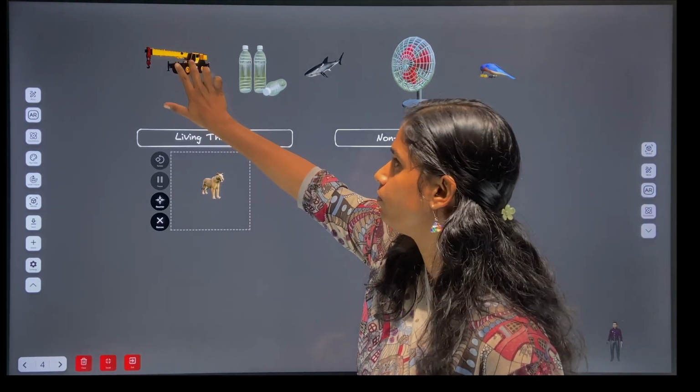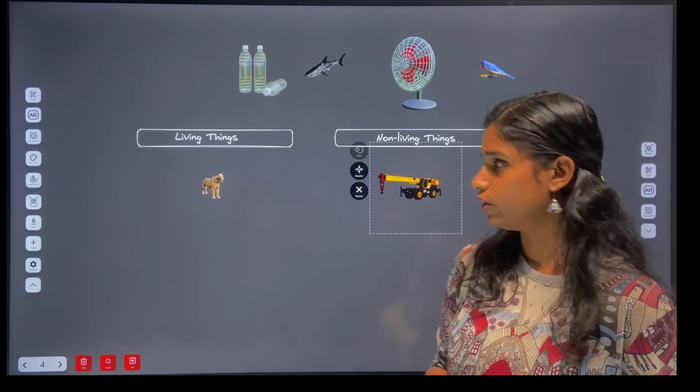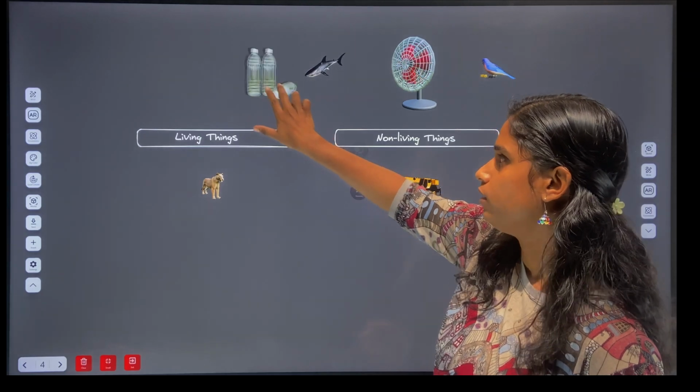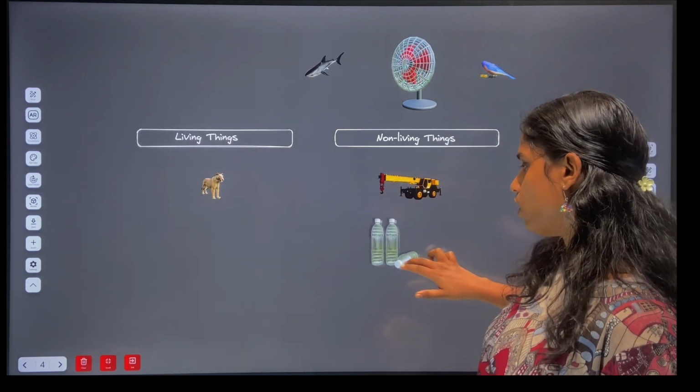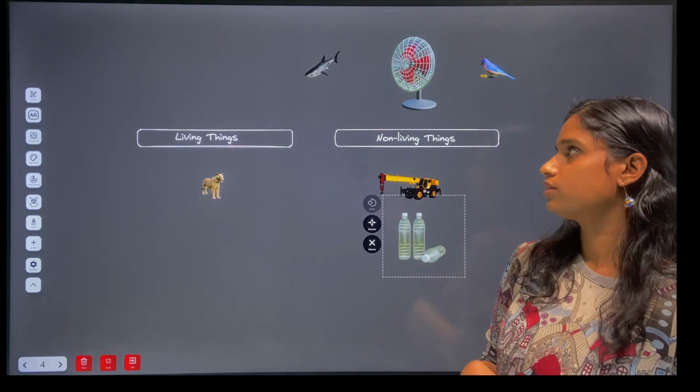Next comes the crane. It cannot move on its own and it does not need air and water, and it comes under non-living things. Next comes the bottle. It does not need air and water and it cannot move on its own, and it comes under non-living things.